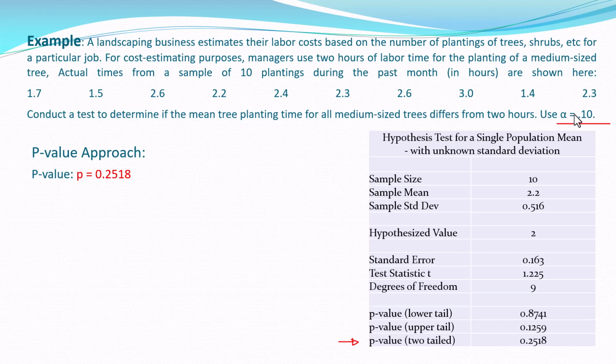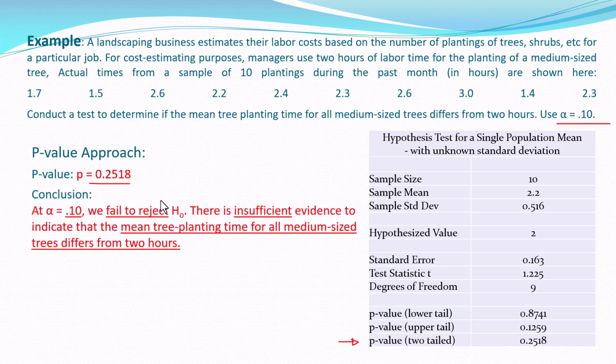Is that value low? Is the p-value low? Is the 0.25 lower than alpha? No, it's not. It's high. P is high. What do we do when P is high? We fail to reject. There's insufficient, and you see the wording's exactly the same. There's insufficient evidence to indicate the mean tree planting time of all medium-sized trees differs from 2 hours.